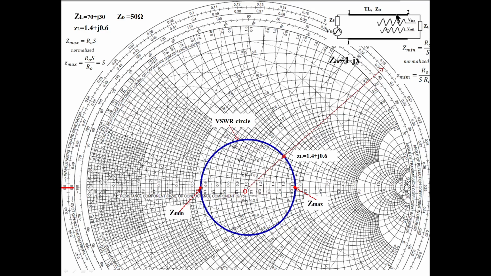See, while traveling like this from the load, the impedance changes. Impedance goes on changing. What I want to find out is a distance: the distance at which the input impedance is 1 minus jx. 1 minus jx means the normalized value of impedance.